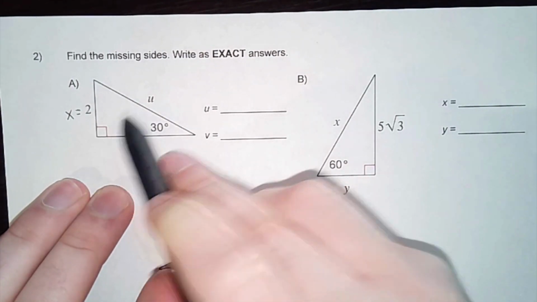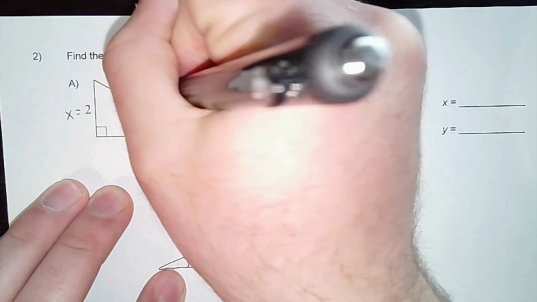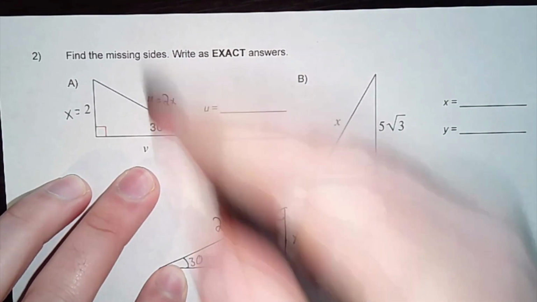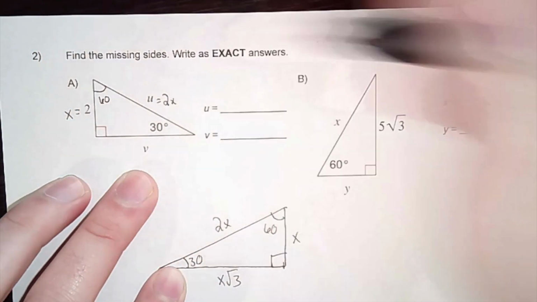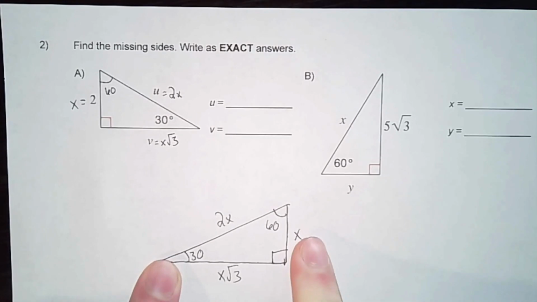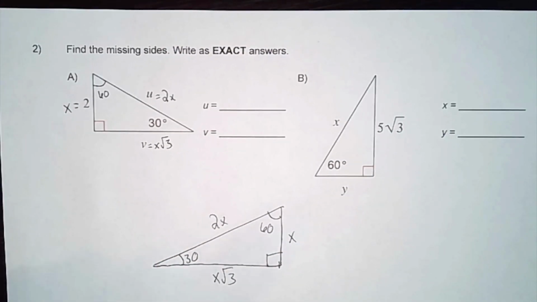Okay, across from my 90 is my longest side. That's my 2x. And across from the 60, which is my other angle up here, is going to be the x square root of 3. So that's my side along the bottom here. Okay? Essentially what I'm doing with my pattern is I've just flipped this triangle over to the other side. So now let's start to fill in that information we know.